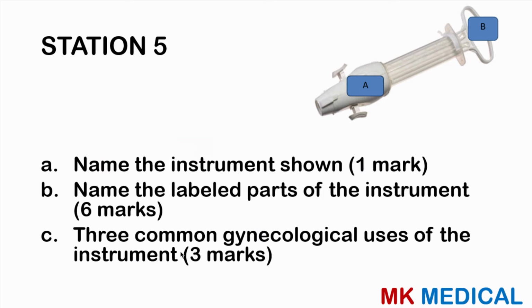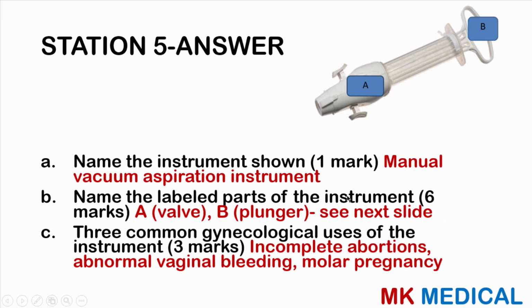Station 5, name the instrument shown above. Name the labeled parts of the instrument. Give 3 common gynecological uses of the instrument. So I will give you 2 seconds to think through this. And here comes the answer. So this is obviously a manual vacuum aspiration instrument. So part A is pretty much the valve, and then part B is pretty much the plunger. I gave a much more descriptive labeled diagram in the next slide, so just pay attention to the next slide. Then it can be used in incomplete abortions. It can be used for abnormal vaginal bleeding, even in molar pregnancies.